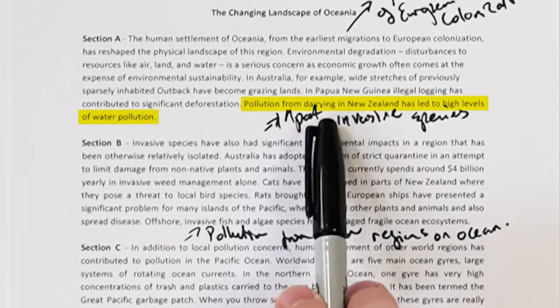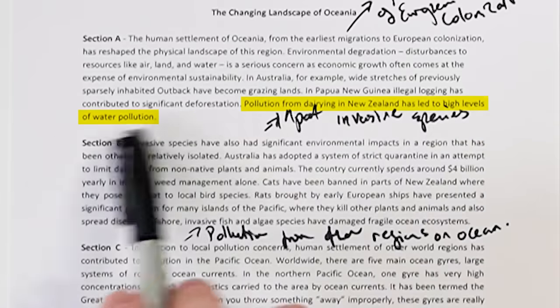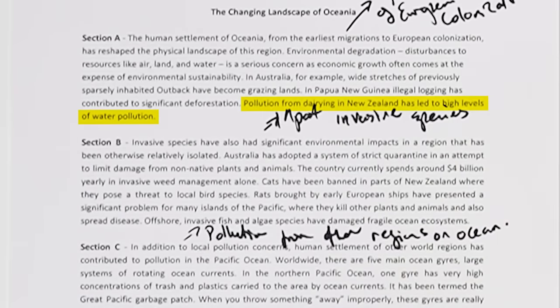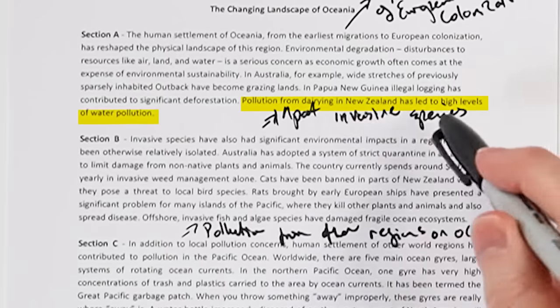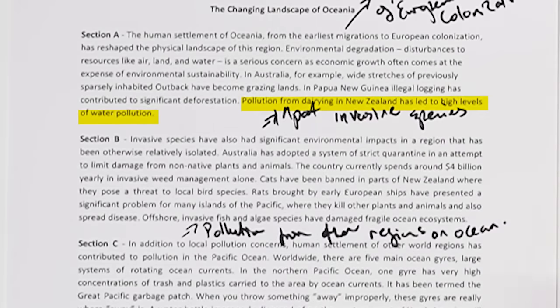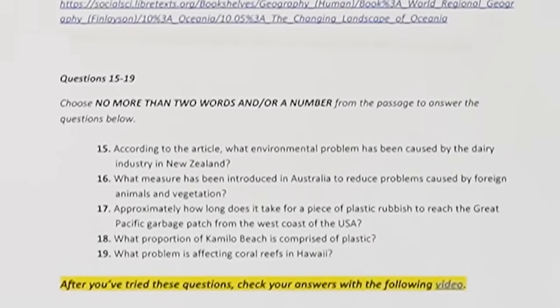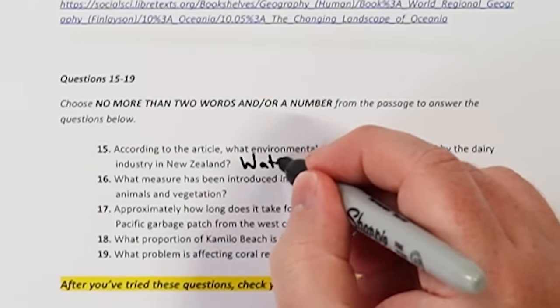Pollution from dairying in New Zealand has led to high levels of water pollution. So that's actually quite interesting, because you could assume that even if you didn't know dairy meant cows, you know, milking cows, you would just have to look for the word New Zealand and then see dairy, what is it? High levels of water pollution. Okay. So the answer is high levels of water pollution, but no more than two words and or a number. What is the answer? It cannot be high levels of water pollution, because that is five words. So the answer is water pollution.